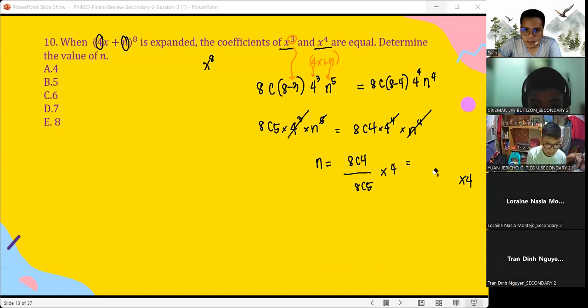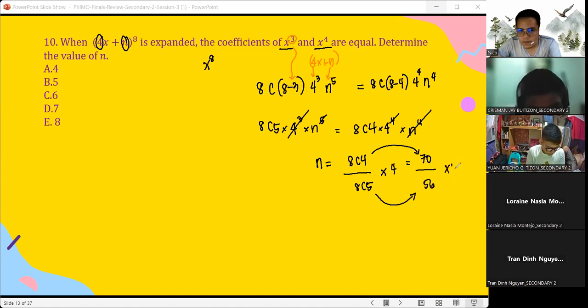Okay, so to simplify, 8c4 is equal to 70. And this one is equal to 8c5, I think 56, no? 56 times 4. So 56 divided by 4, that would be 14. Cancel, cancel. So 70 divided by 14, it's 5. So n here is equal to 5.